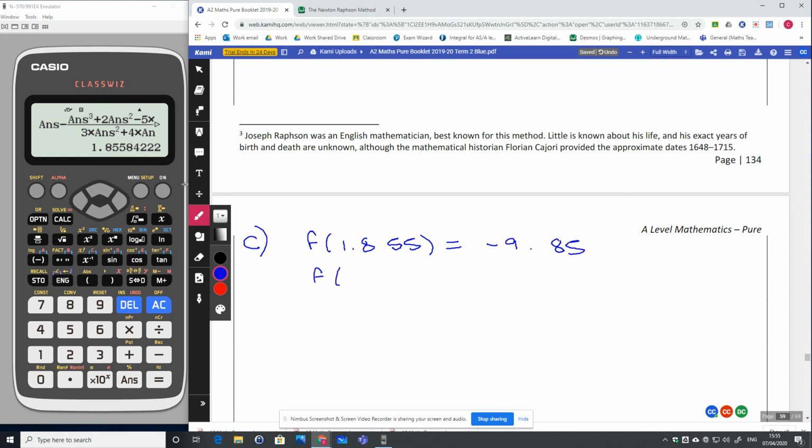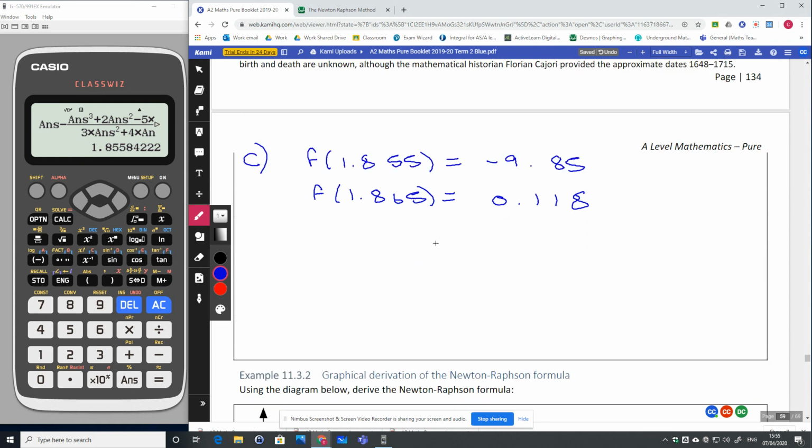And I'm going to do f of 1.865, which is equal to 0.118. So I'm using f of x that was given in the question there, just substituting those in. The upper bound on 1.86, the lower bound on 1.86.